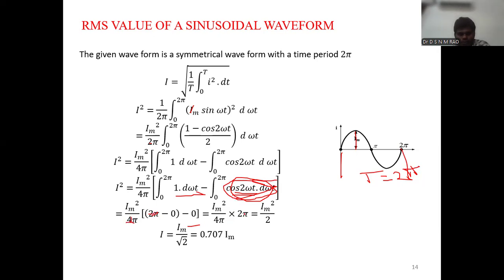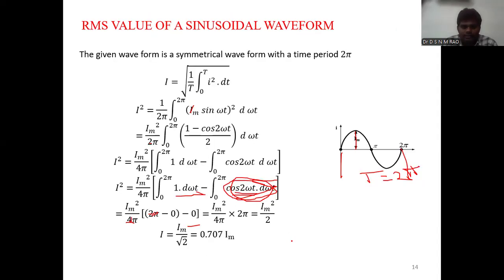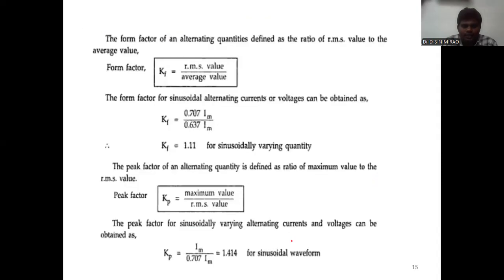So Im square by 4 pi into 2 pi, so finally Im square by 2. So IRMS square equals Im square by 2, so IRMS equals Im by root 2, which is 1 by root 2, the value 0.707 Im. In this way, the RMS value of a sinusoidal signal will be obtained. So the average value of a sinusoidal signal is 0.636 Im and the RMS value of a sinusoidal signal is 0.707 Im.